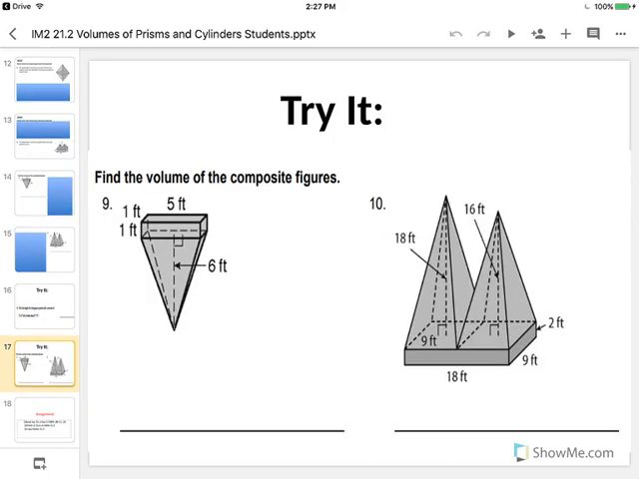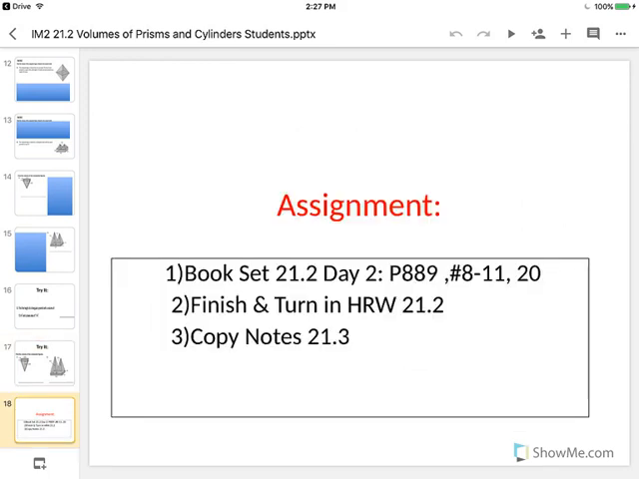This is similar to the one we just did, so I'm going to skip these two. This is the end of our notes for 21.2, day 2.